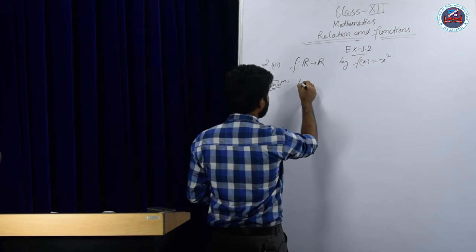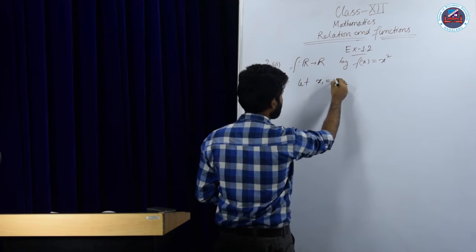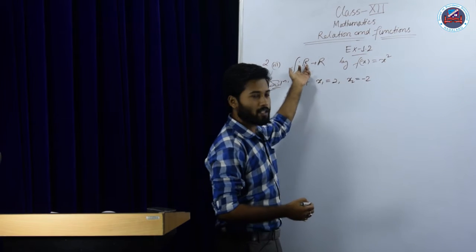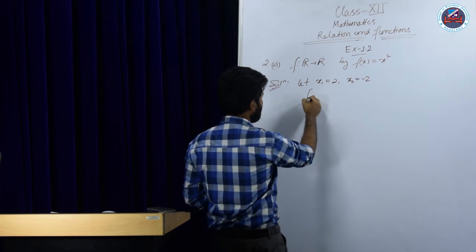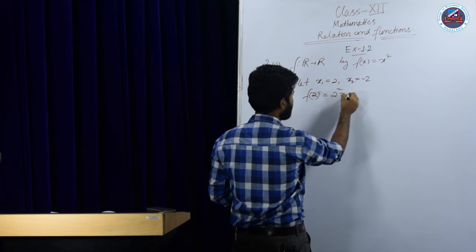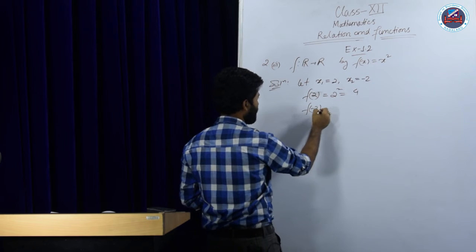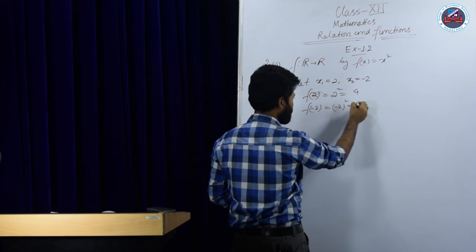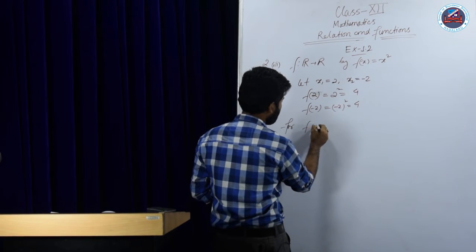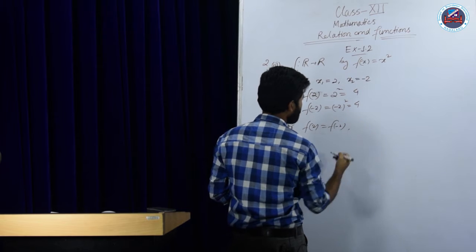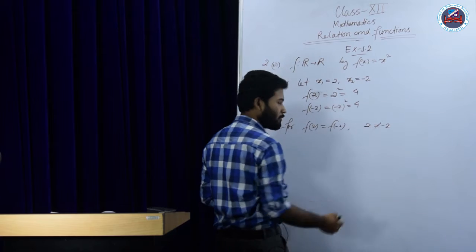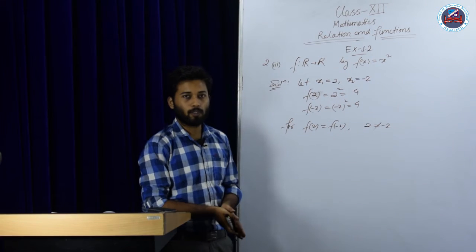So for that, let us take two numbers, x1 is equal to 2 and x2 is equal to minus 2. So clearly 2 and minus 2 belong to the set of real numbers. Now, what will be f of x1, that is f of 2? It will be 2 squared and that is given by 4. Next, for f of minus 2, we have minus 2 whole squared and that is also 4. This means that f of 2 is equal to f of minus 2, but we do not have 2 is equal to minus 2. That means 2 is not equal to minus 2. So clearly this function is not 1, 1.